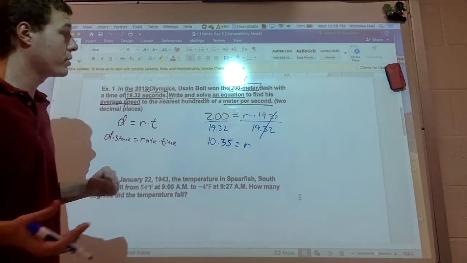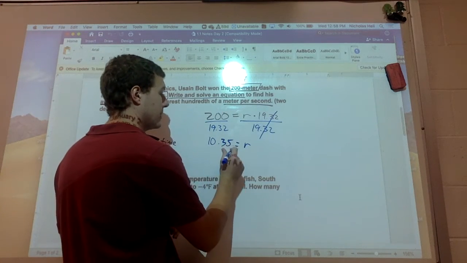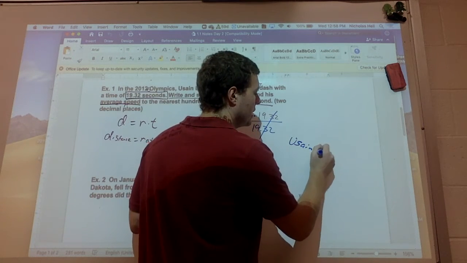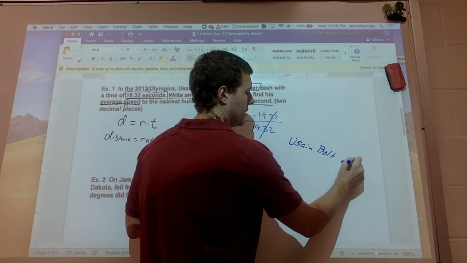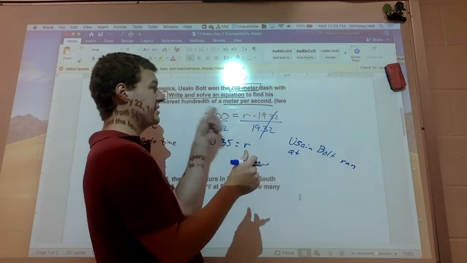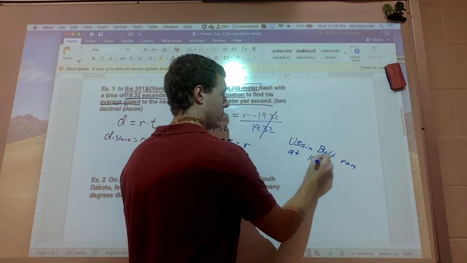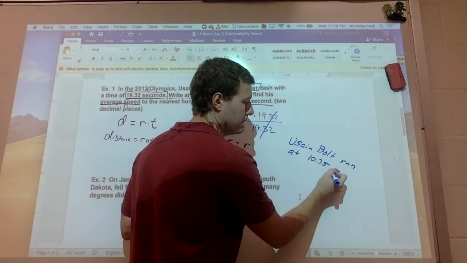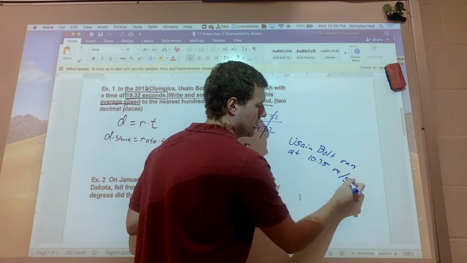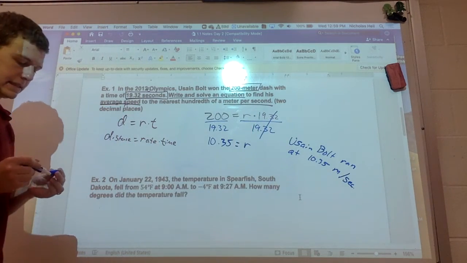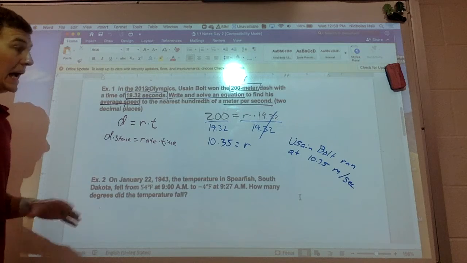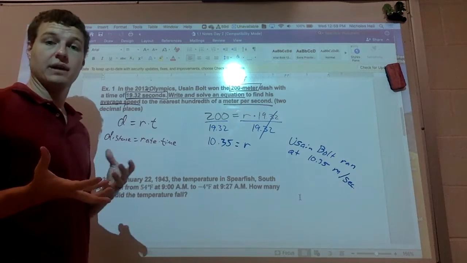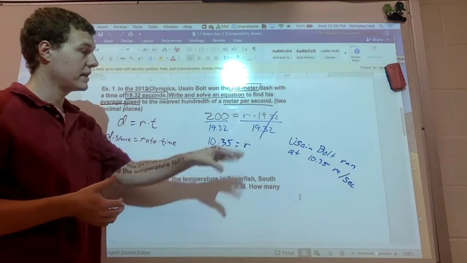And that's where the rest of our problem, the thing that we underlined before, comes in. So this is 10.35. I'll write this in a sentence. It's nice to summarize it in a sentence. So Bolt ran at, this is his speed, 10.35 meters. I'll abbreviate this. You could write it out too, but M for meters per, I'll do SEC for seconds. And that's going to be your first problem there.